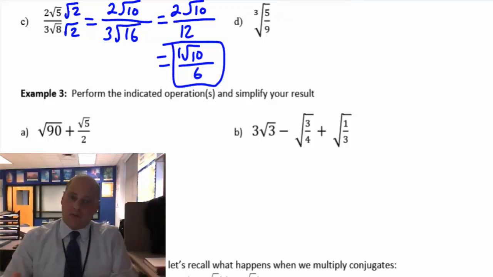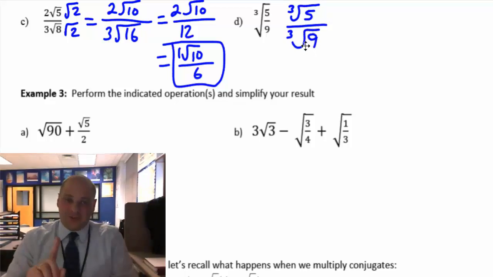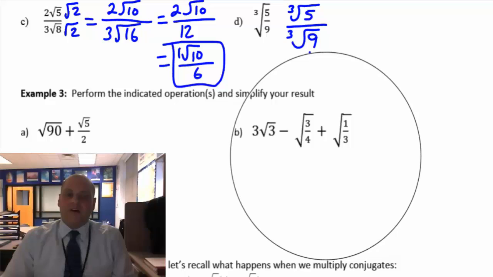Now, cubic root's a little trickier. So this is cubic root 5 over cubic root 9. Now, cubic root 9 is not a perfect cube. You can't take it, because it's 3 times 3, right? Well, 3 times 3, if it's cubic root, you need 3 of them. So cubic root 9 doesn't simplify.